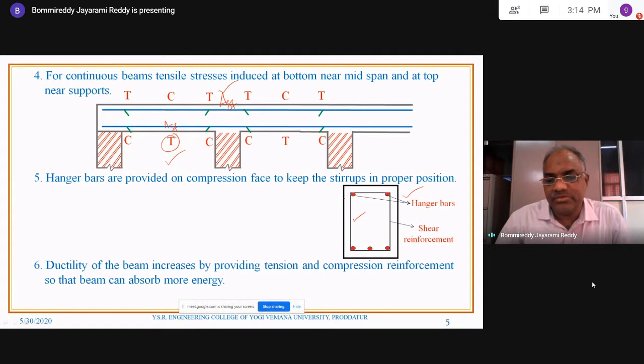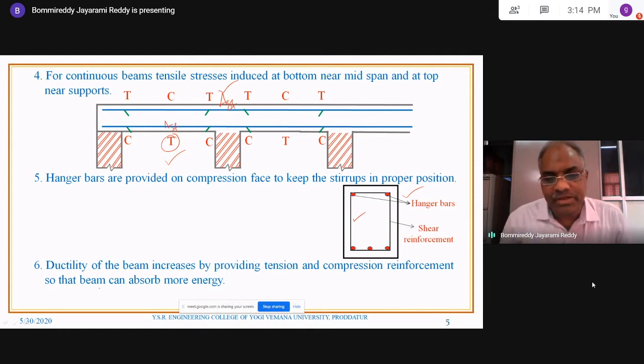That hanger bar itself will be acting as compression reinforcement, and this is also called a doubly reinforced section in practice. And by providing a doubly reinforced section, the ductility of the beam increases by providing reinforcement in both the tension phase and the compression phase, and it absorbs more energy. So because of all these reasons, doubly reinforced sections are required.